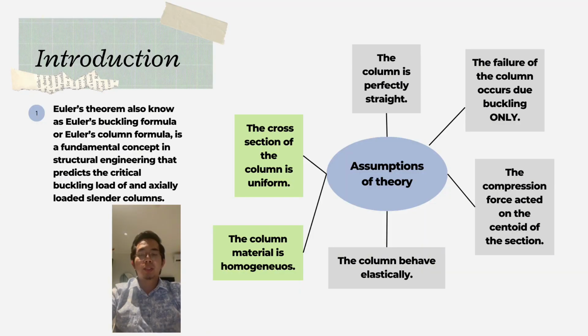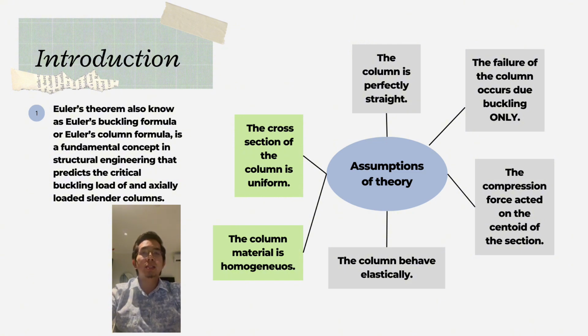Okay, next for the introduction. Euler's theorem, also known as Euler's buckling formula or Euler's column formula, is a fundamental concept in structural engineering that predicts the critical buckling load of an axially loaded slender column.